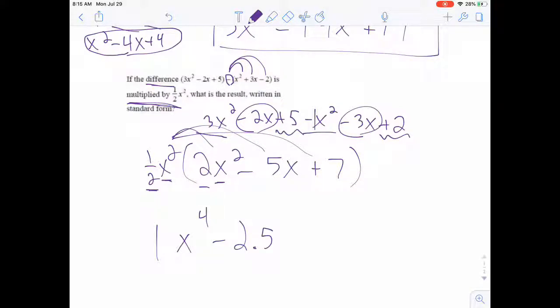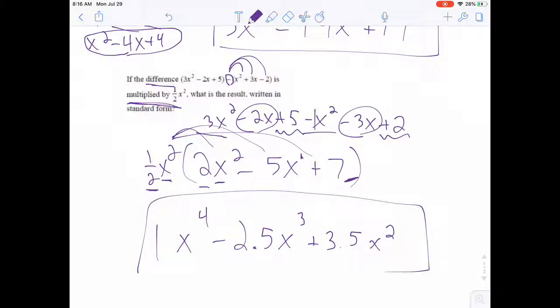Both were acceptable. x² times x is really a 1 in an exponent here. When I combine those, I get x³. And then 1/2 x² times 7 becomes 3.5. There's no x here, but since we have x² over there, that just gets tagged on to the end. Standard form, highest exponent to lowest. And there's my final answer.